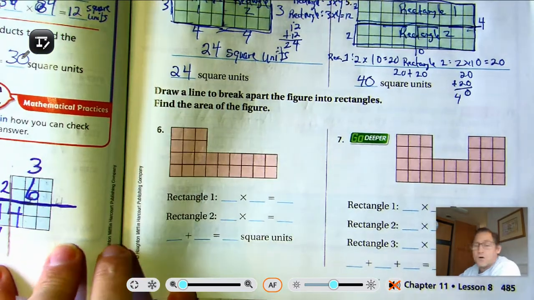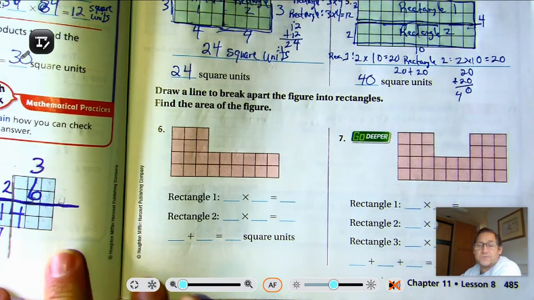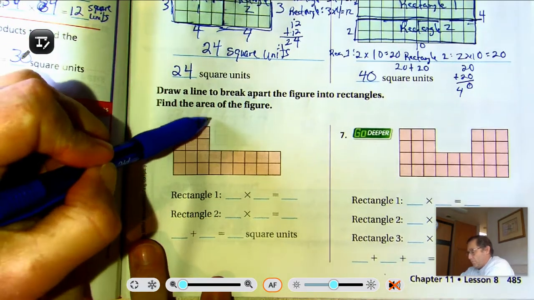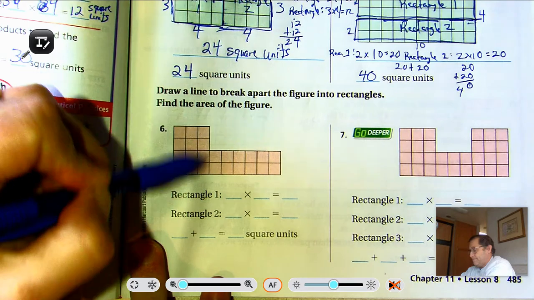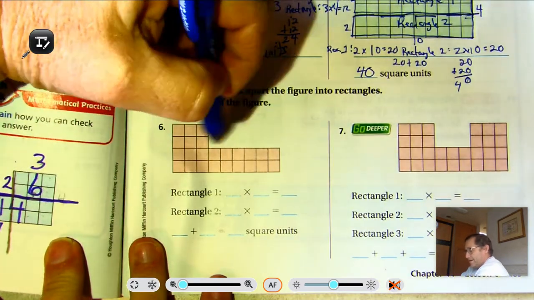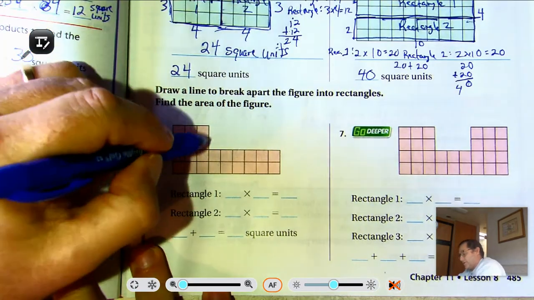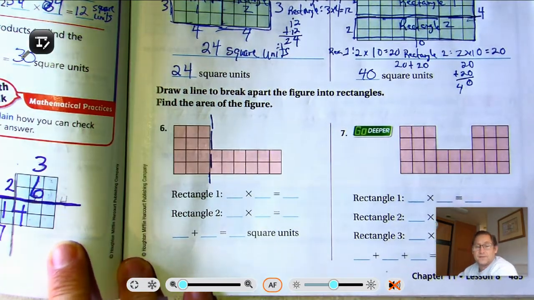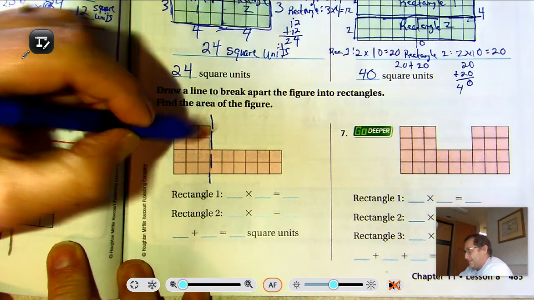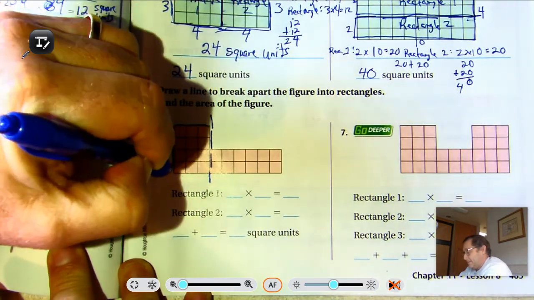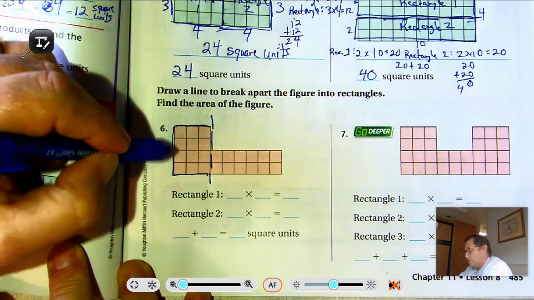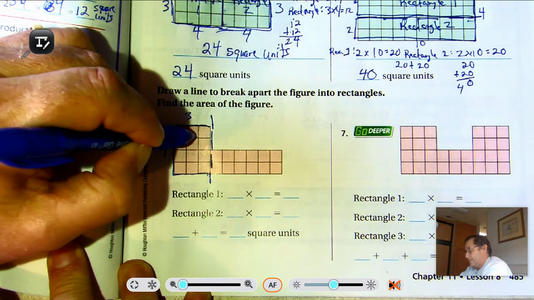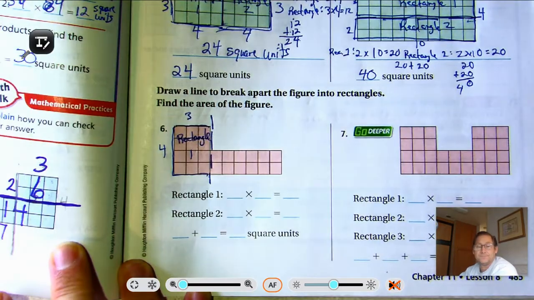All right, number 6. Draw a line to break apart the figure into rectangles. Find the area of the figure. Okay, so remember, we can go this way or this way. I'm going to choose to break it apart that way. So on this side of the dashed line, I have a 1, 2, 3, 4 by 3. I'm going to make that rectangle 1.